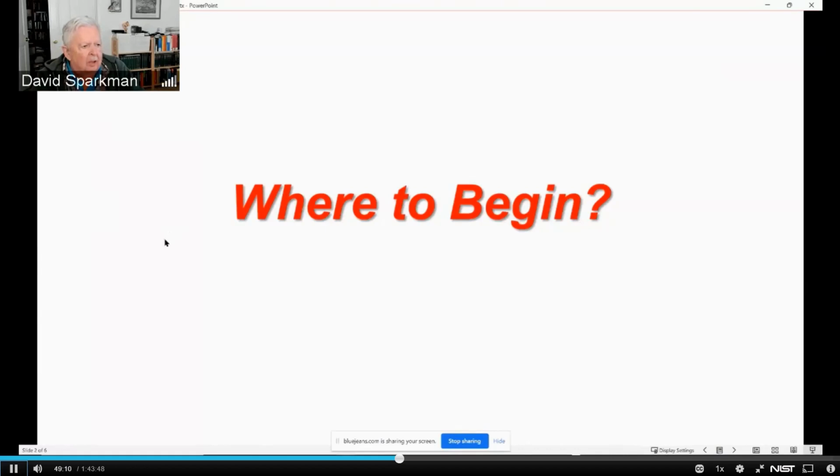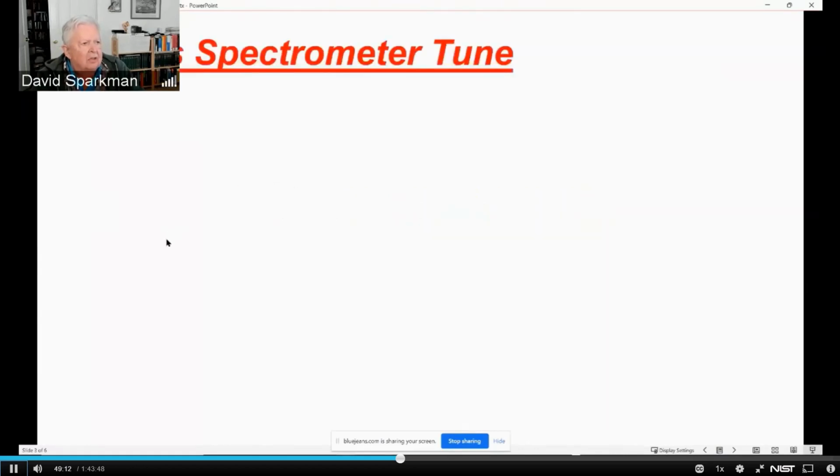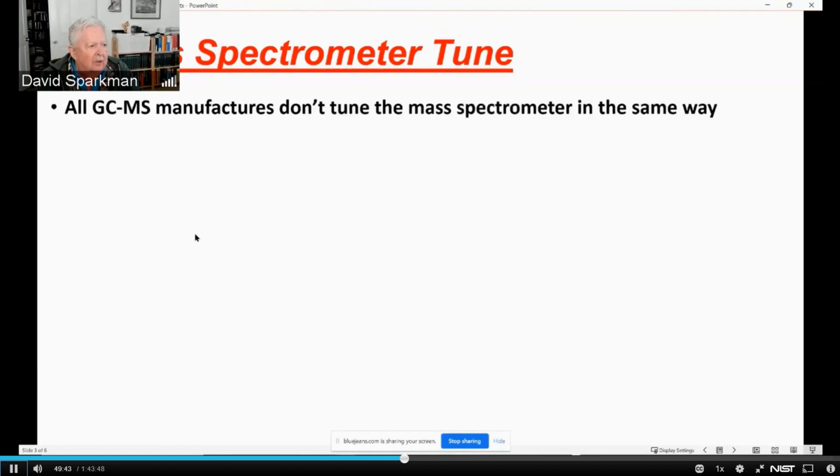And the starting point, I think, is in the mass spectrometer tuning. Now, a lot of you don't pay a lot of attention to the tuning. You just tune the instrument. Some of you tune it when you see data that doesn't look right. Some of you tune it on a regular basis. But the M over Z range is going to have to be tuned, and the intensities of the various ions are going to have to be tuned. Now, all manufacturers don't tune the mass spectrometers in the same way.